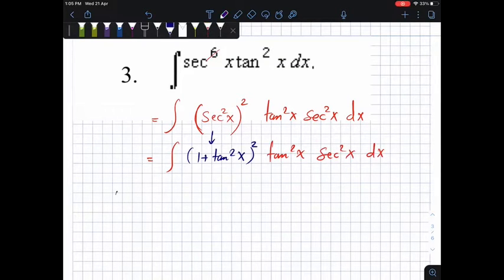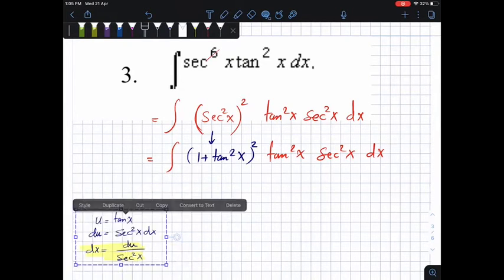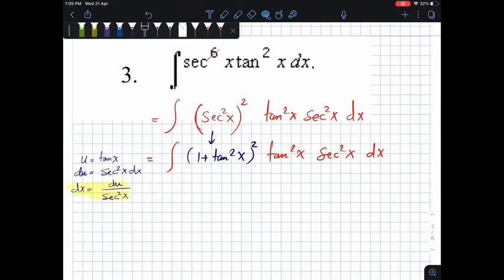The u substitution here: we will let u as tan x, and we know the derivative of tan. The derivative of tan to find du here is sec squared x, so du equals sec squared x dx. Then find dx by dividing each side by sec squared x, du over sec squared x. Let me shift this and minimize it and put it here, and then let's continue in our question.